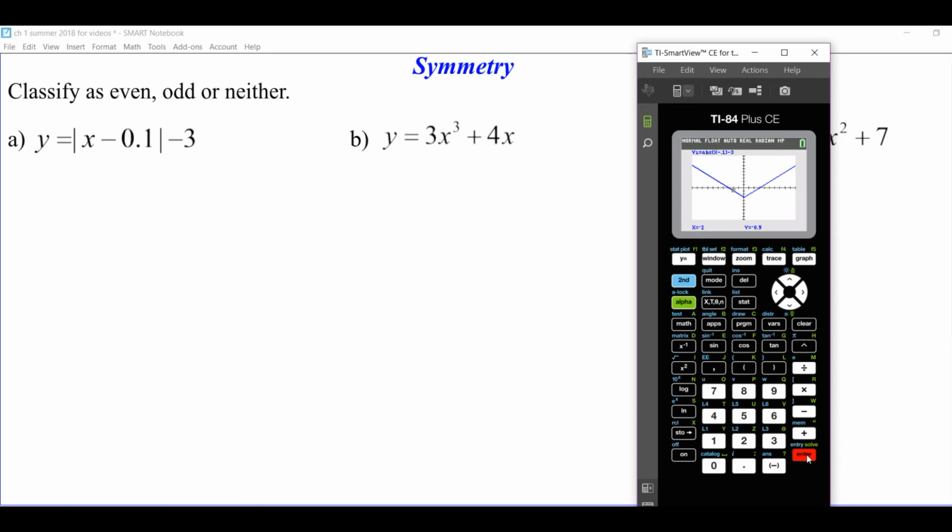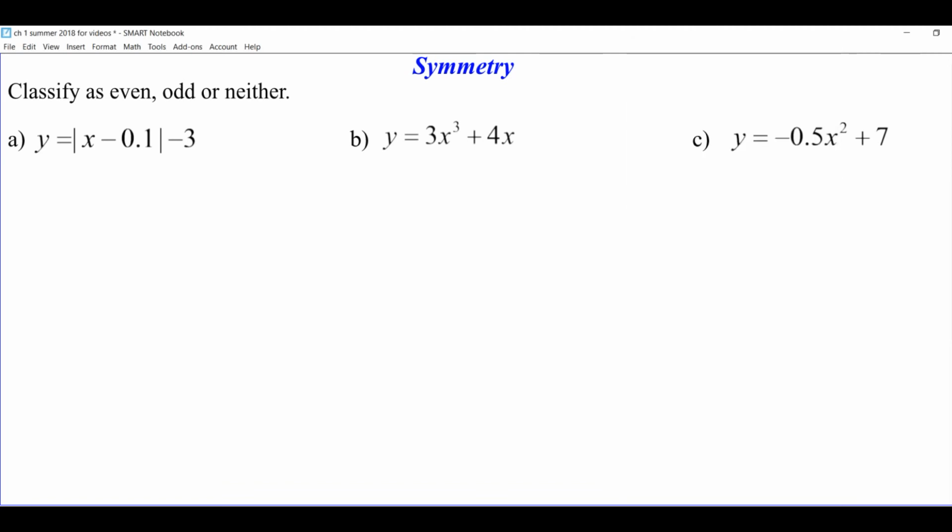So although initially that appears to be an even function, based on checking the two opposite values of x, I can see that it is not an even function. The 0.1 shift there makes it a little bit off from the y-axis being its line of symmetry. So this one is actually neither.